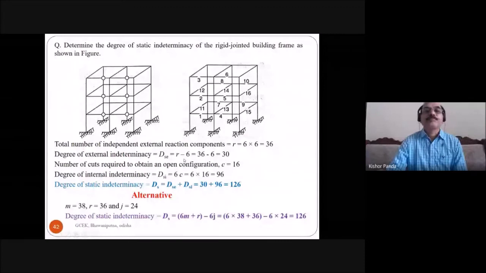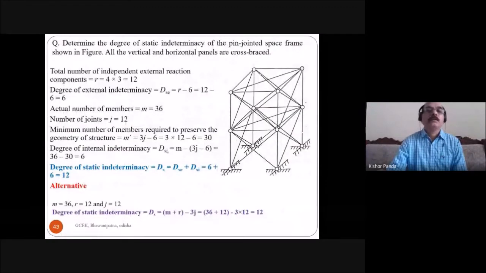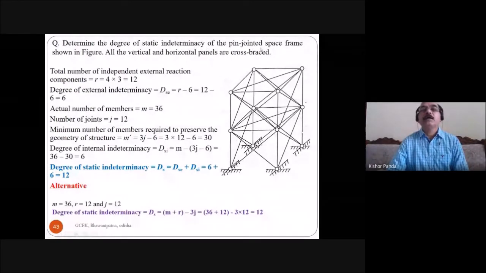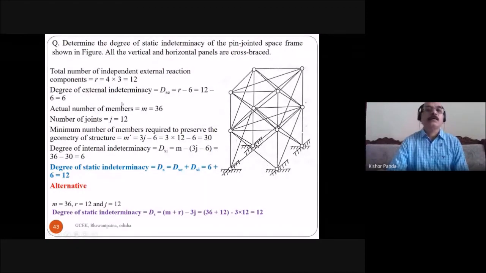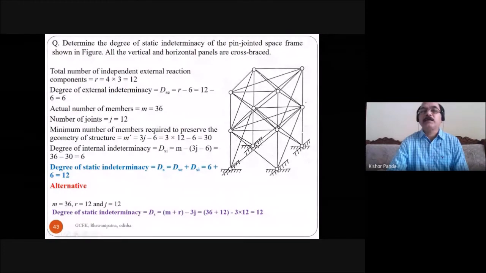Then this is also another example. Determine the degree of static indeterminacy of a pin jointed space plane. This is your pin jointed space plane. Pin joint. This is pin joint and the space plane. This is space plane, 3-dimensional structure. All the vertical and horizontal panels are cross-braced, means there is a diagonal bracing.